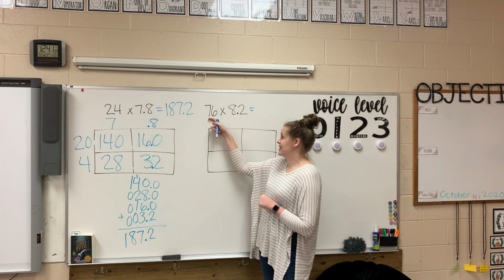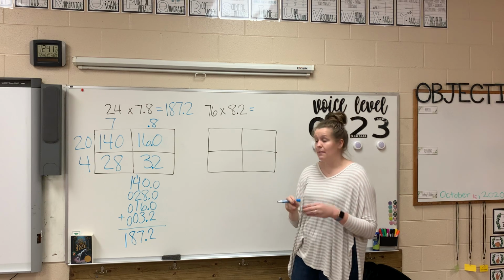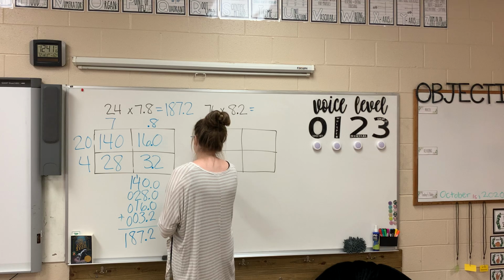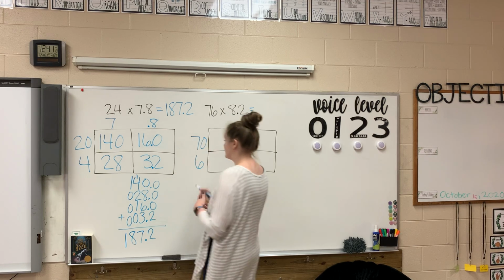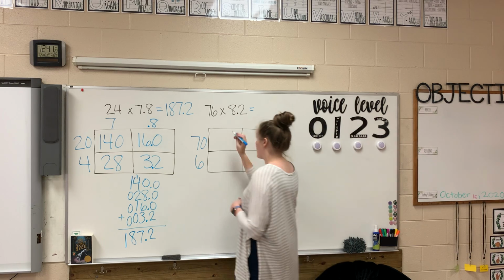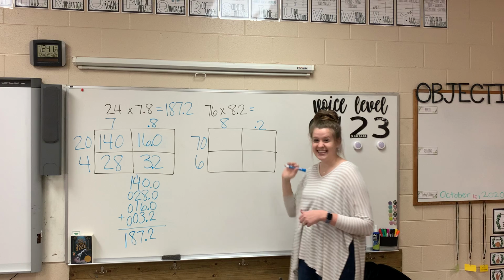We're going to do one more together. We have 76 times 8 and 2/10. We're going to break up our whole number first. So we're breaking up 76 into 70 and 6. And then we're going to break apart 8 and 2/10 on the top into 8 and 2/10.